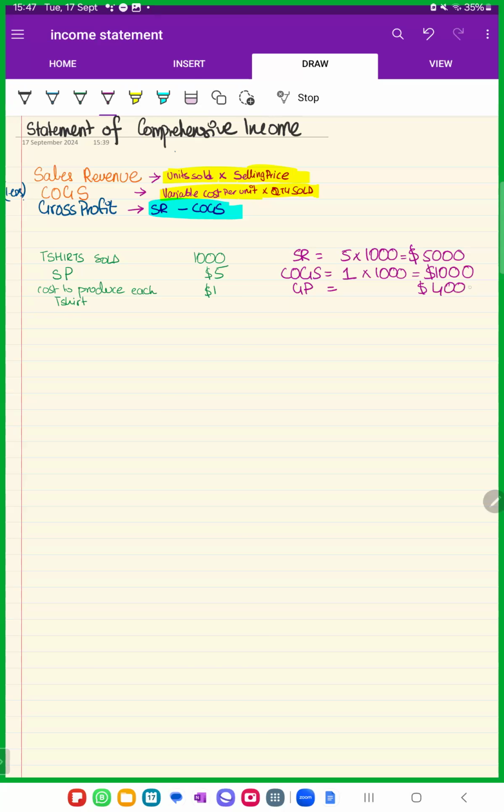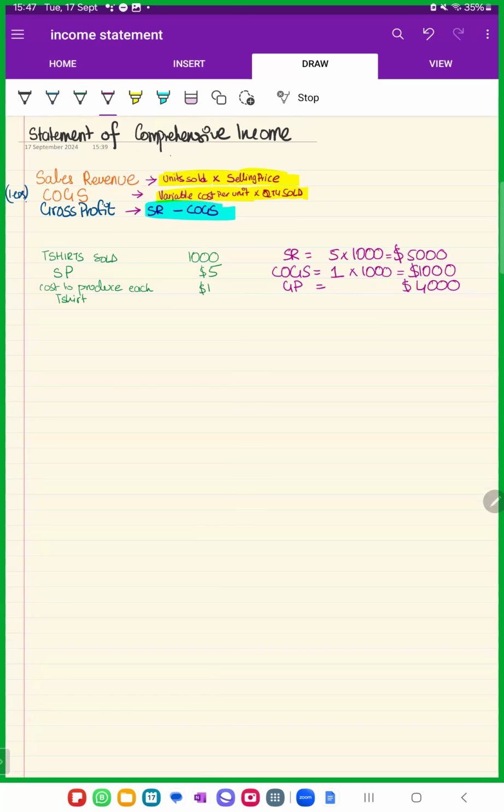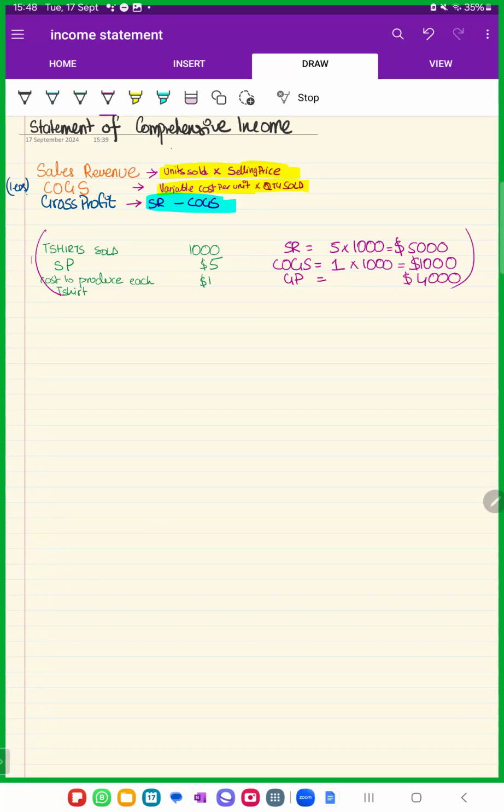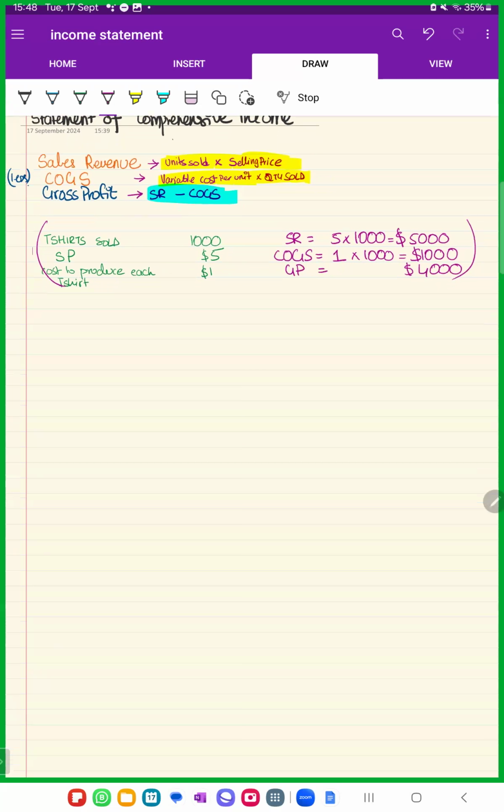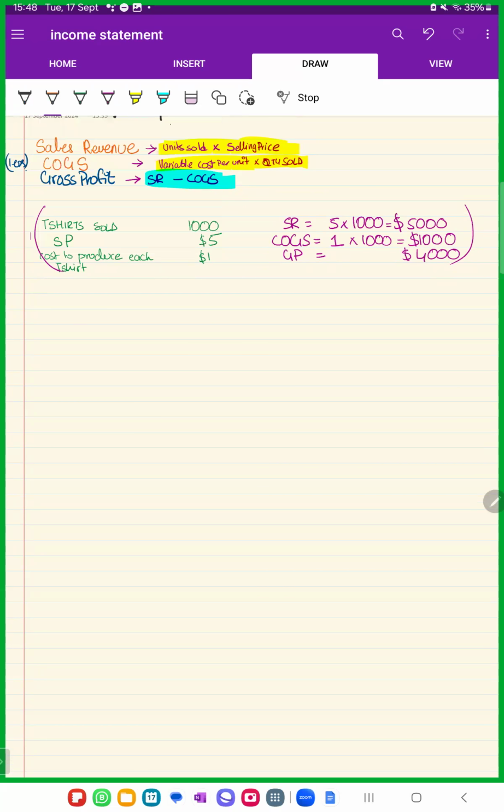Easy? Okay. Now, the next step. When you're making your income statement, it is going to come in like a whole chart. But in the exam, by the way, you don't have to make the entire income statement. It's usually little chunks.